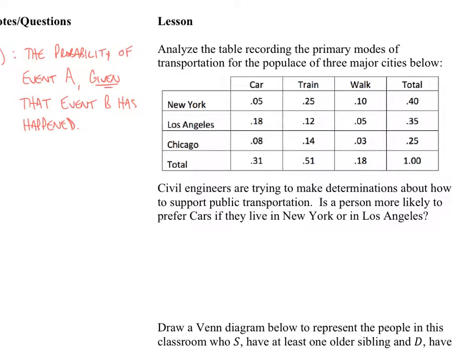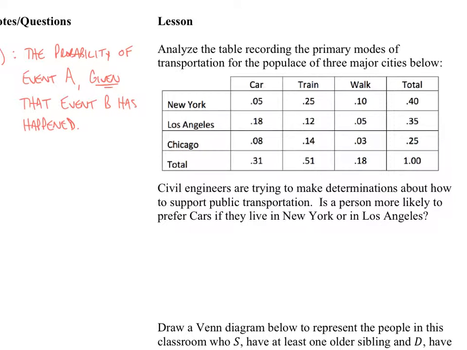So if I include everybody from all of these cities, 31% of the population chose car, 51% of the population chose train, and 18% chose to walk. So this is the whole population here. If I add up all of these, I should get 100%.